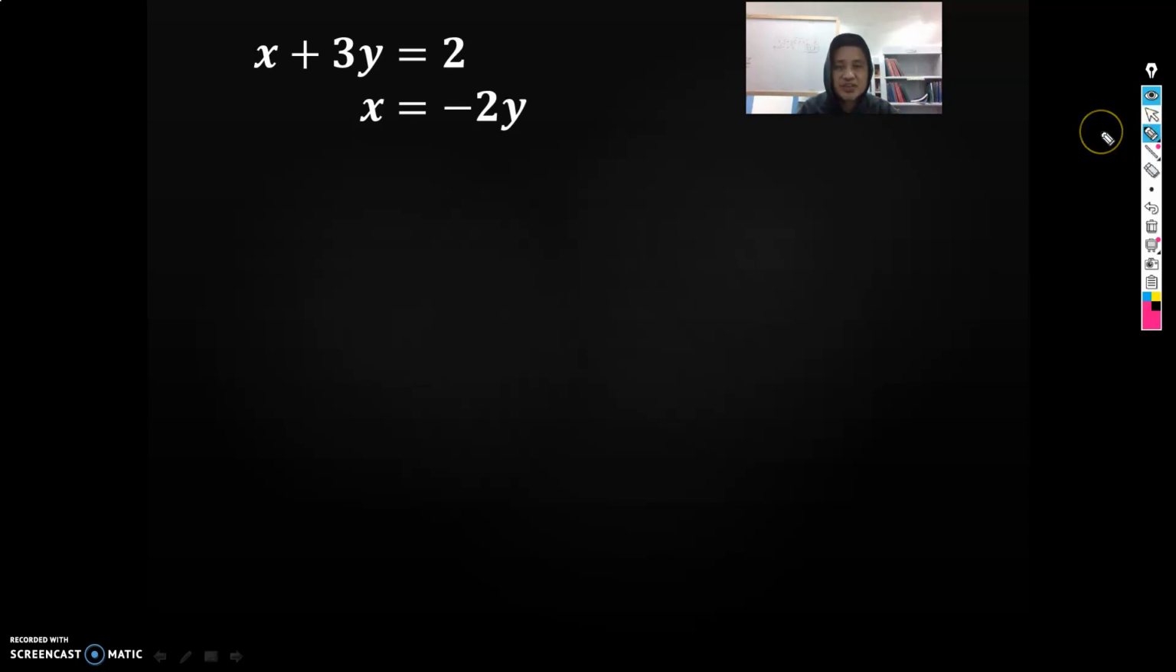Okay. Let's proceed to example number 2. Given x plus 3y equals 2 and x equals negative 2y. So ang characteristic nitong isa, dito sa equation 1, present pa rin yung dati niyang format. Pero dito sa number 2, yun pa rin ang format niya. Yun nga lang, kasi meron siyang x and y, nandun siya sa magkabilang side nung equation. So, anong gagawin natin dito?